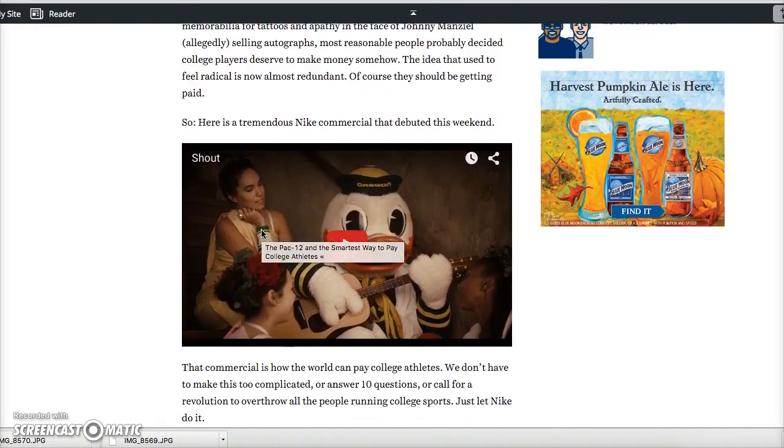We have this video clip of Nike doing the thing that the writer wants. The writer wants companies to pay college athletes instead of colleges to pay college athletes. So then we have this Nike commercial that is featuring college athletes. It's an example of the thing that the writer wants to happen in college sports.